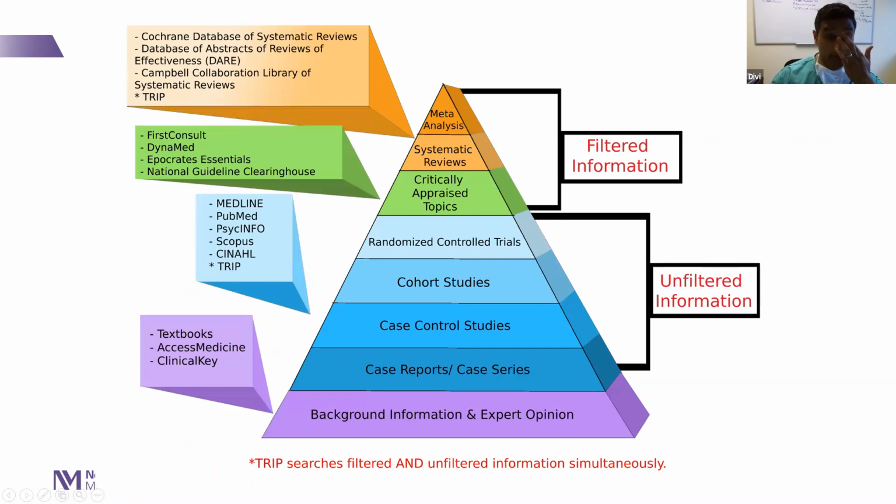This is kind of in the pyramid format of what we just talked about. So again, critically appraised topics, systematic reviews, and meta-analyses are kind of the summation and filtered information. And meta-analyses have more rigorous statistical methodology, so that kind of further adds to their reliability.